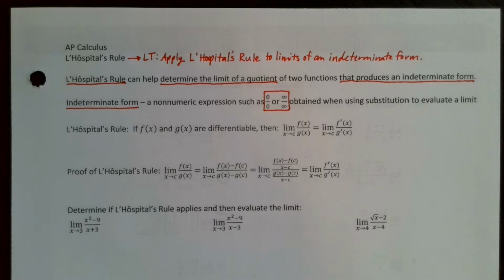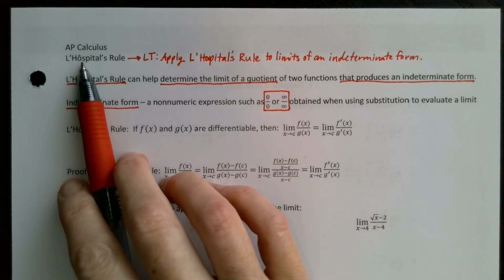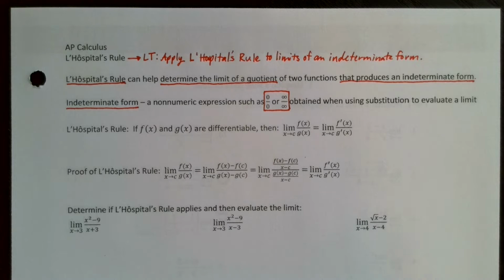In this lesson, we're going to learn how to use L'Hopital's rule, which you may see spelled with an S or without an S. That S is silent. It's named after the French mathematician that came up with this process, and I understand that the best pronunciation is L'Hopital's. So our learning target is to apply L'Hopital's rule to limits of an indeterminate form.